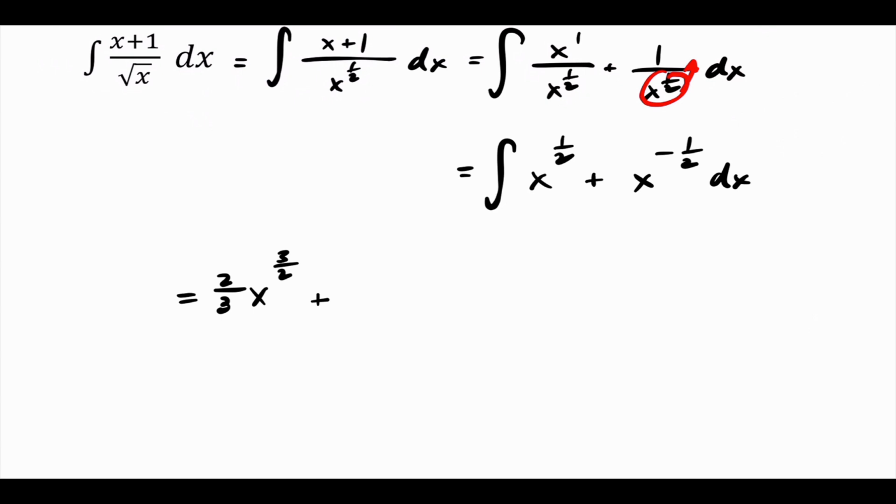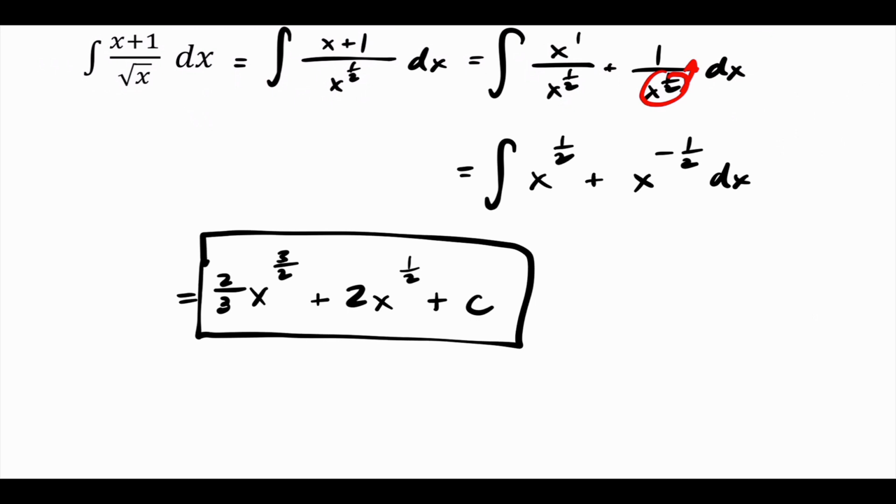Same thing. If I were to add a full power to negative 1/2, what did I just get? Positive 1/2. Divide by that new power. So instead of dividing by 1/2, what am I really doing? Multiplying by 2. Don't forget about your plus C, and you are done.